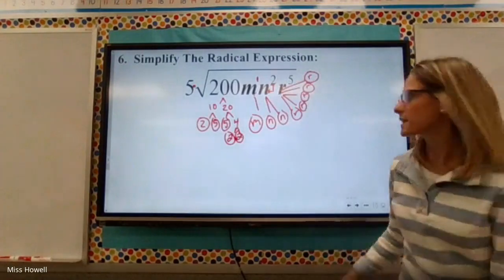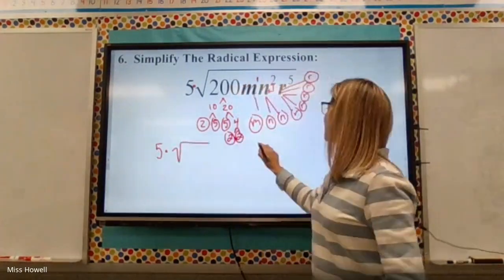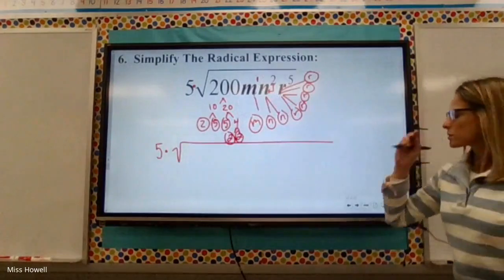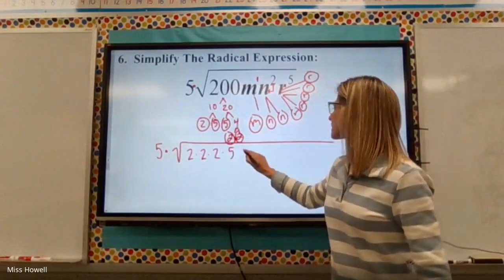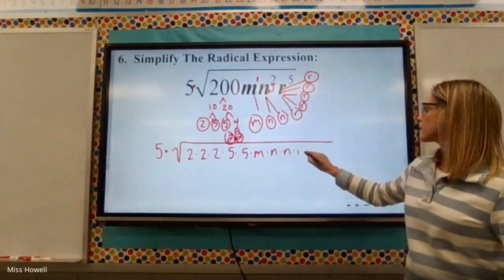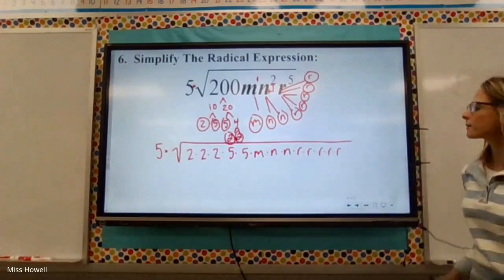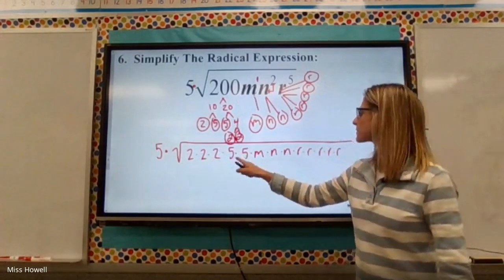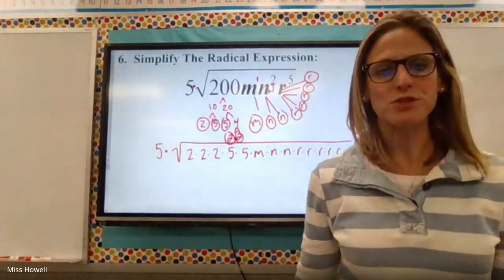All right, let's put it all back together. The 5 times is on the outside, and everything else is underneath our square root sign. So three 2s, two 5s, an m, 2 n's, and 5 r's. Again, right now, if I go 2 times 2 times 2 times 5 times 5 and I don't get 200, I'm going to stop and go back up to my tree and see where I made a mistake.